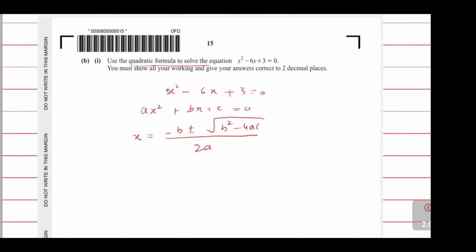Next, use the quadratic formula to solve this equation. Here, x square minus 6x plus 3 equal to 0. And the quadratic equation is ax square plus bx plus c equal to 0. According to this, the formula is x equal to minus b plus minus square root of b square minus 4ac, over 2a. We compare the quadratic equation to the given equation. We get a equal to 1, b equal to minus 6, and c equal to 3.